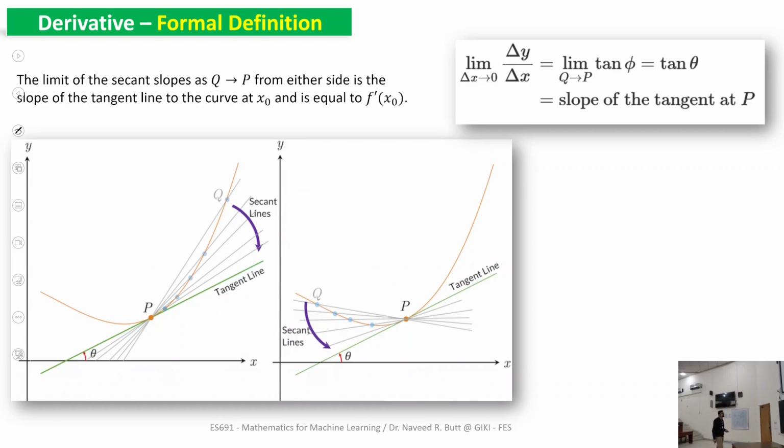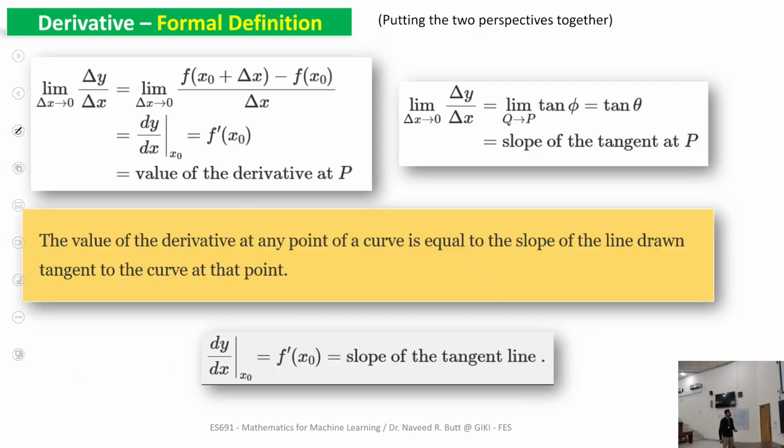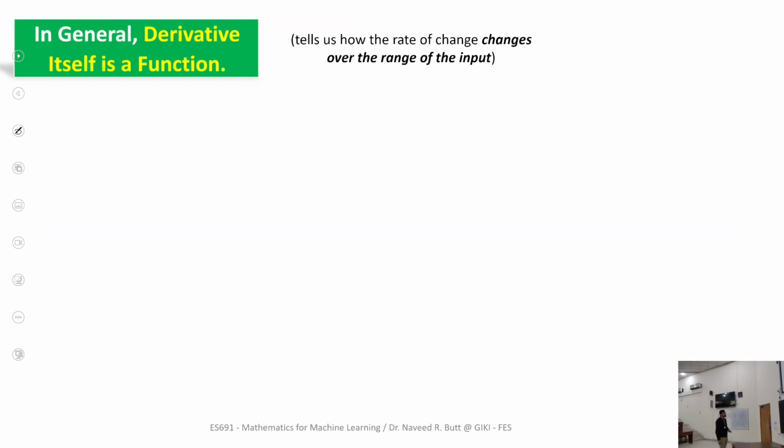Anyway, we know this definition, it's fine. As I already said, in general a derivative itself is a function, right. Why does it have to be a function? We already saw that it's not just how much change you make, but where you were when you made that change that also affects the sensitivity in general. So it tells us how the rate of change changes over the range of the input, right.